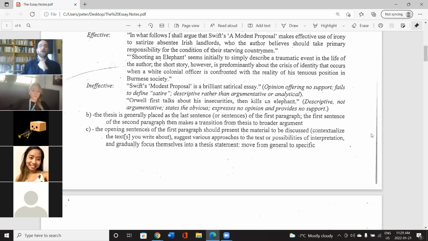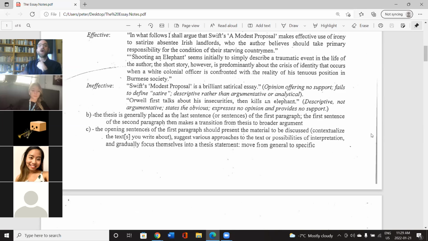I do think Swift's modest proposal is a brilliant satirical essay, but this thesis statement doesn't tell me anything that I don't already know about the text, and it doesn't develop an opinion or take up a critical relationship to Swift's modest proposal. This is simply an opinion, but offering no support.